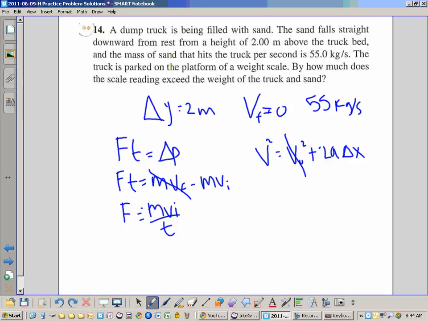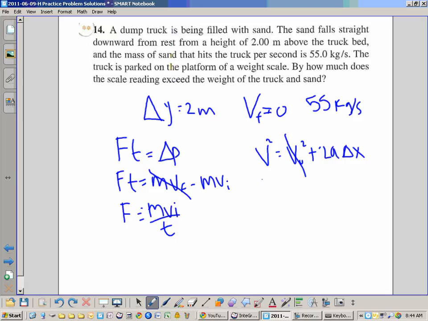The initial velocity has to slow down to 0. So in other words, it speeds up from rest to some velocity when it strikes the truck, but then it slows back down to 0. So what are we doing first? Right now she's finding out what the velocity is as it hits the truck. That's what we're going to plug into the F equals mv initial over t. So the final velocity for her part of the problem is the initial velocity for the actual problem.